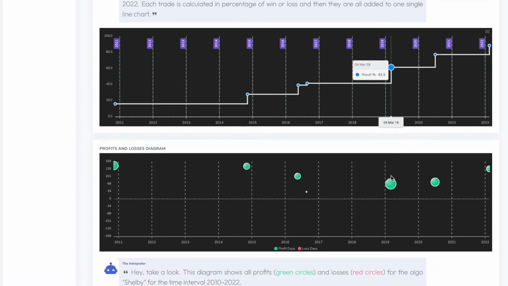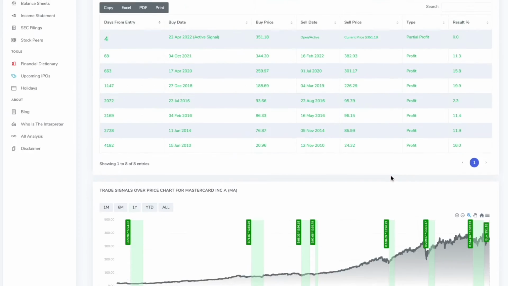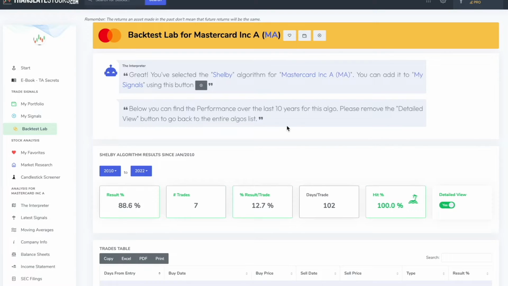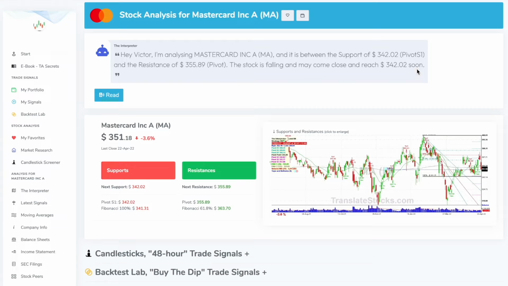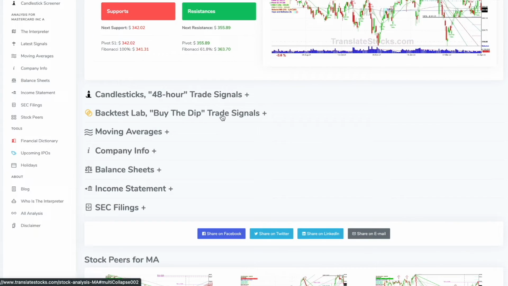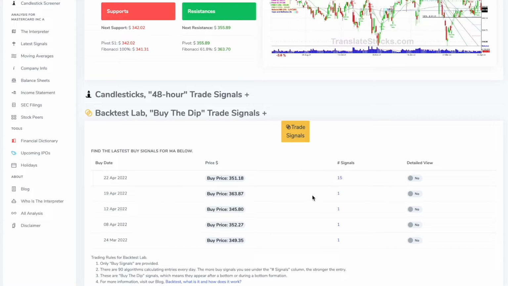But let's say we might want to find an algorithm that gave us more buy signals for MasterCard specifically. So we're going to click on MasterCard here. This will take us to its stock analyses, which is a great tool to combine for your buying decision. And we're going to come down here and expand this tab to see the latest signals from the Backtest Lab for MasterCard. And we see that we have 15 signals for the 22nd of April, and I can click here to see all of them.